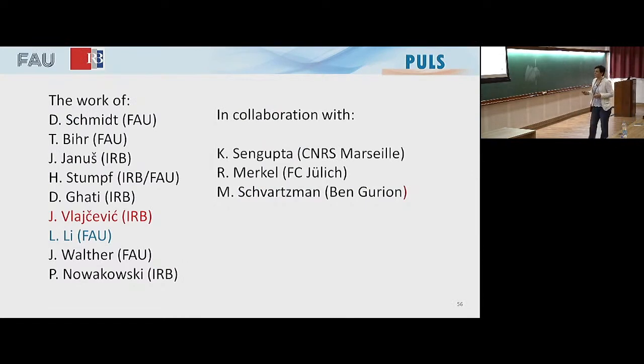And not only in this part of the work, but this is really an array of students and postdocs who have worked on this problem or various aspects of this problem for nearly 15 years. So this is a fairly long story in terms of the work which has been done. And all of this work is also done in collaboration with the labs of Kaas and Gupta, who graduated here but is now at the CNRS in Marseille, Rudi Merkel in Jülich, and Mark Schwarzman at the Ben Gurion University in Israel.